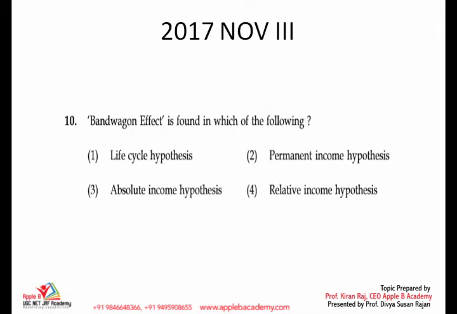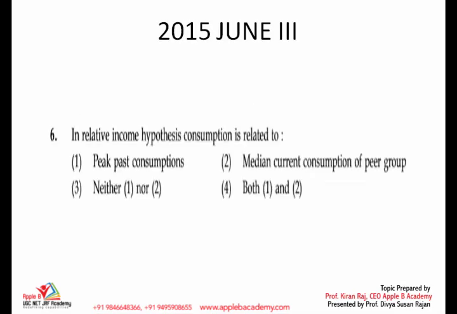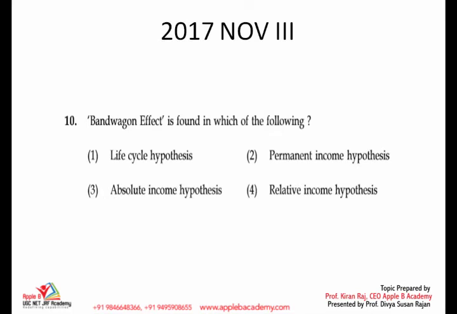Question number 10. This was asked in 2017 November paper 3. Bandwagon effect is found in which of the following? A, life cycle hypothesis, B, permanent income hypothesis, C, absolute income hypothesis, or D, relative income hypothesis. Once again, bandwagon effect is nothing but the demonstration effect, and that was clearly shown in the relative income hypothesis. So this is again a repetitive question that had been asked previously in June 2014 paper number 3 and 2017 November paper 3.